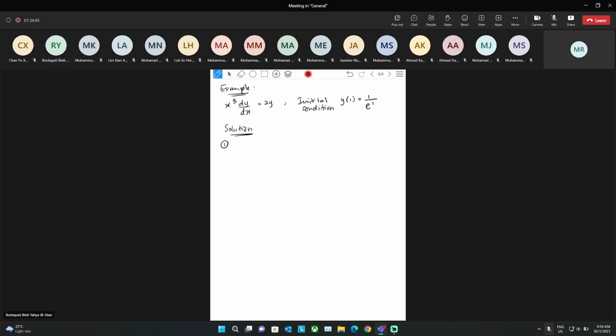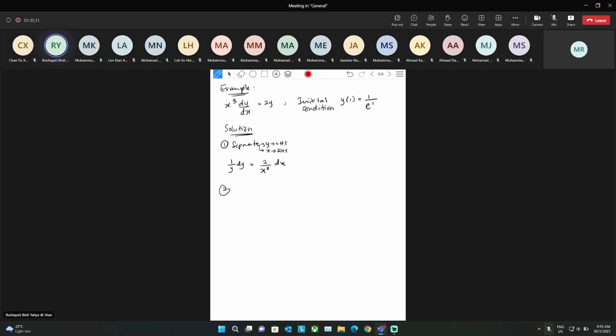The first step, separate. Separate so that y goes to the left hand side and x to the right hand side. So you will get 1 over y dy equal to 2 over x cubed dx. Up to you, you can also have 1 over 2y on this side.